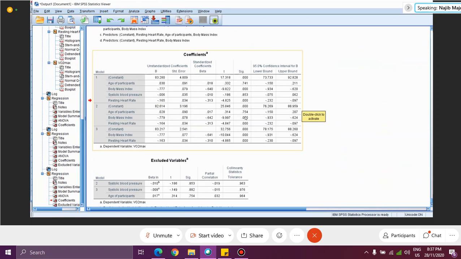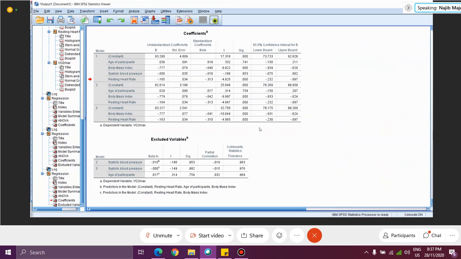So what happened? You have 3 variables. Age of participant is not significant, so in the subsequent model, age will be removed, right? After removing age, both variables are significant, BMI and also resting heart rate. So this is the backward method. Backward method and stepwise method retain both these two variables, BMI and also resting heart rate.